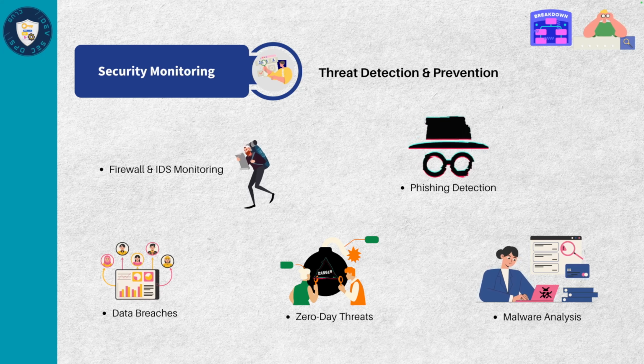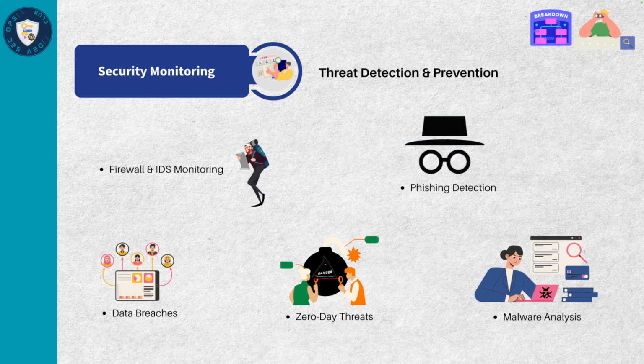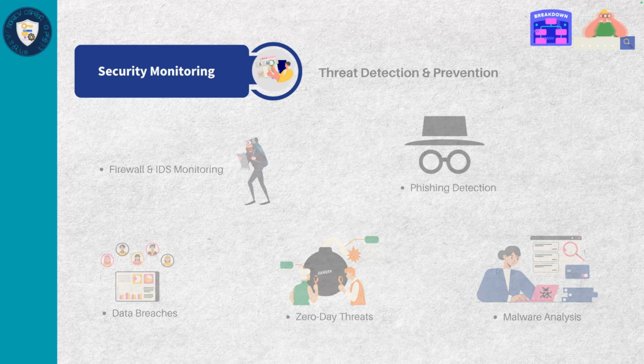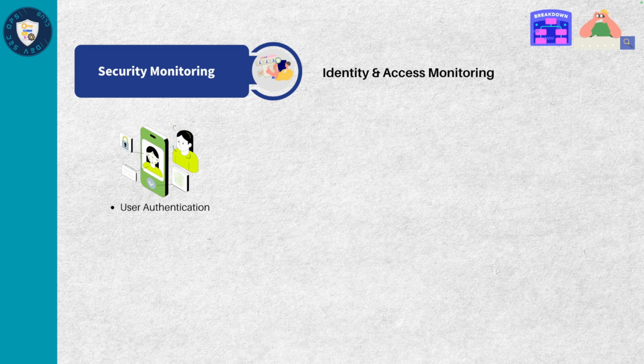Without strong threat detection, organizations risk data loss, financial damages, and reputation harm from cyber attacks. Next, identity and access monitoring. It ensures secure access to systems and prevents unauthorized activity, which includes user authentication, verifying user identity through password, biometrics, or multi-factor authentication, or simply MFA. If you remember, when we set up a GitHub account, I told you whenever it's possible, enable two-factor authentication.